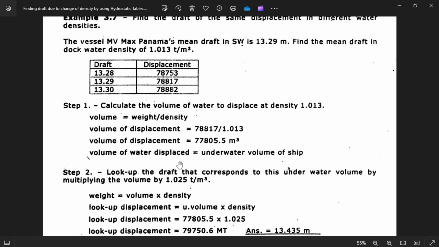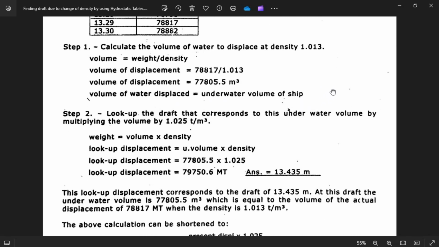Volume of water displaced equals underwater volume of the ship. So when you divide this displacement of 78817 by the density of 1.013, you will have volume of displacement of 77805.5. Okay. Now look up the displacement that corresponds to the underwater volume by multiplying the volume by 1.025.